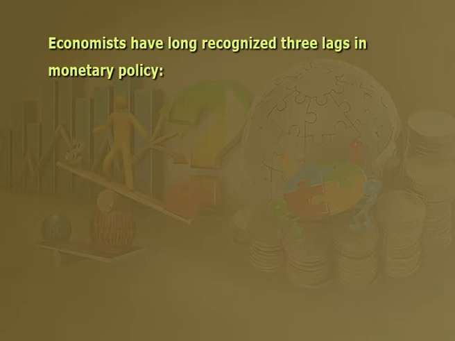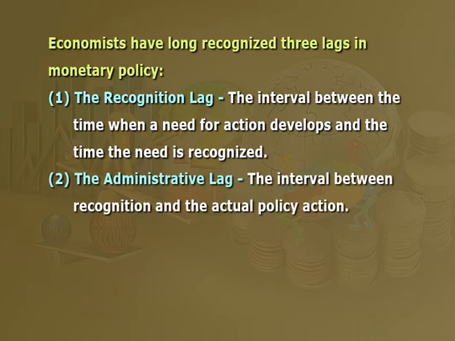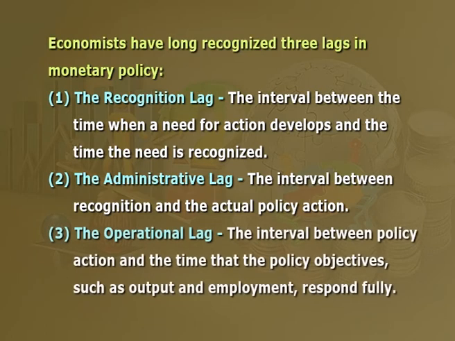Economists have long recognized 3 lags in monetary policy. Number 1, the recognition lag: the interval between the time when a need for action develops and the time the need is recognized. Point number 2, the administrative lag: the interval between recognition and the actual policy action. Point number 3, the operational lag: the interval between policy action and the time that the policy objectives such as output and employment respond fully.